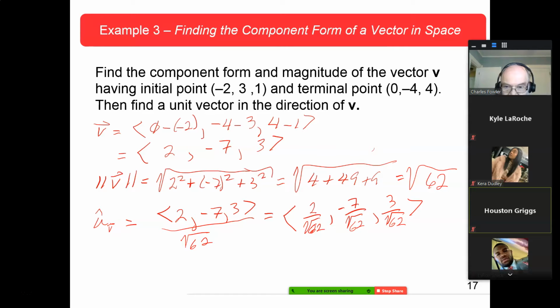They actually wrote the first one as 1 over root 62 times the vector. It doesn't matter. That would be a perfectly good answer, or the way they did it, 1 over root 62 times 2, comma, negative 7, comma, 3. That would be a perfectly correct answer. Any one of those three would be fine.